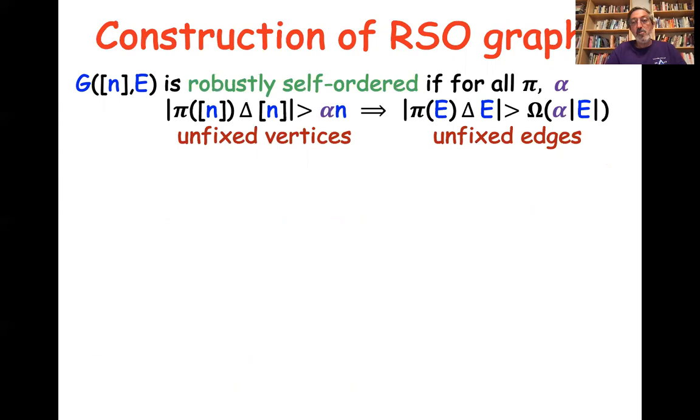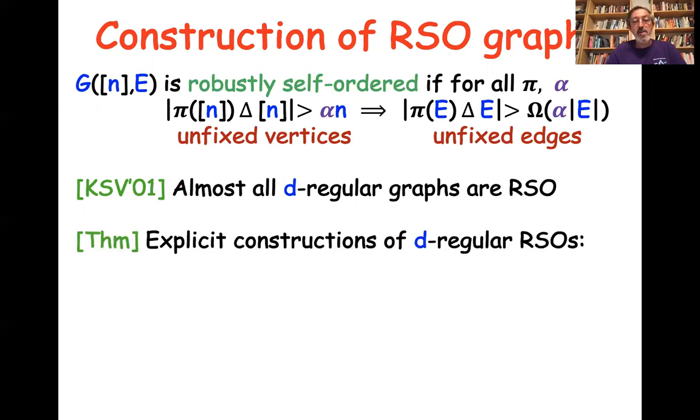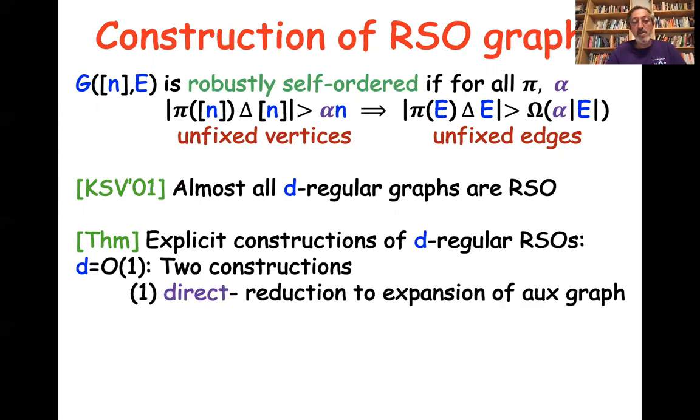Okay, so now I want to talk about constructing them. So here's the definition. Just to show that they exist in abundance, in fact, almost every d-regular graph, no matter what d is, is RSO. This is not hard to do, like with the asymmetric graph. And we want to show explicit constructions in both sparse and dense regimes. In the sparse case, we have two different constructions. The first one is direct. In fact, I'll show it to you. It goes by a reduction to expansion of an auxiliary graph.